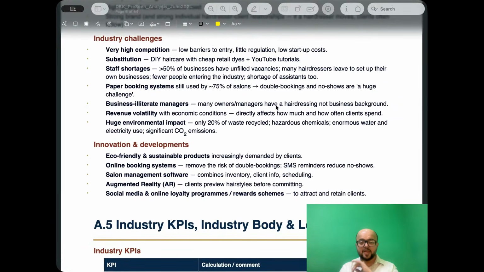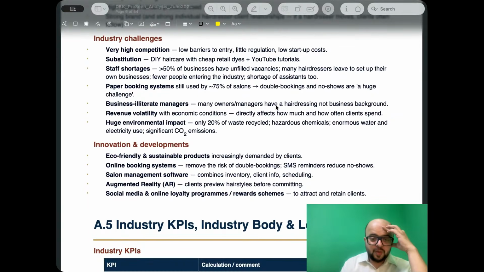Salon management software combines inventory, client info, scheduling. Augmented reality, client previews hairstyle before committing. I saw this. I have not seen this with respect to a hairstyle, obviously, but I have seen this on Lenskart for different spectacles and all of that. You upload a picture and you can see how those glasses fit you and whether that style appears nice or not. And so any entity which offers this kind of service, people will be attracted more because instead of having a terrible experience later, it's easier for them to see what it might look like and then make a decision.